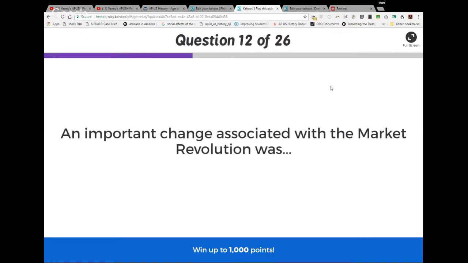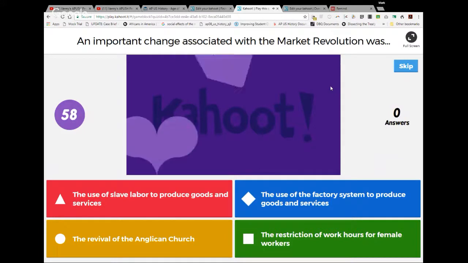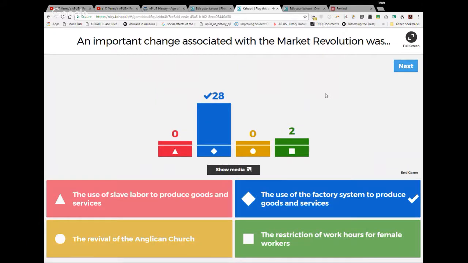An important change associated with the market revolution was... nicely done. The use of the factory system to produce goods and services. So if you take a look at the restriction of work hours for female workers, why is that not correct?